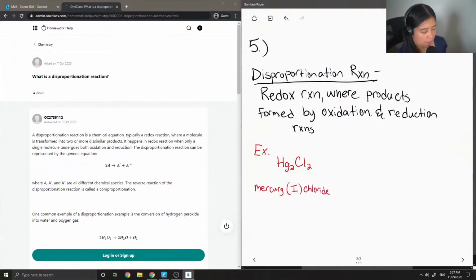So the reason why we know that the mercury has an oxidation number of +1 is because each chlorine atom has an oxidation number of -1. And since there are 2 chlorine atoms, it has a total charge of -2. And we can see here that we needed 2 atoms of mercury to neutralize the 2 chlorines. So that means each mercury atom had a charge of +1.